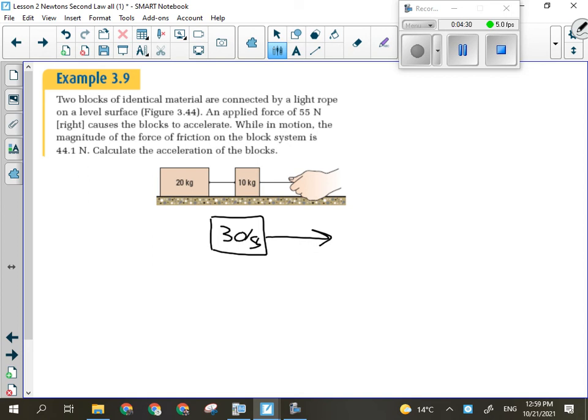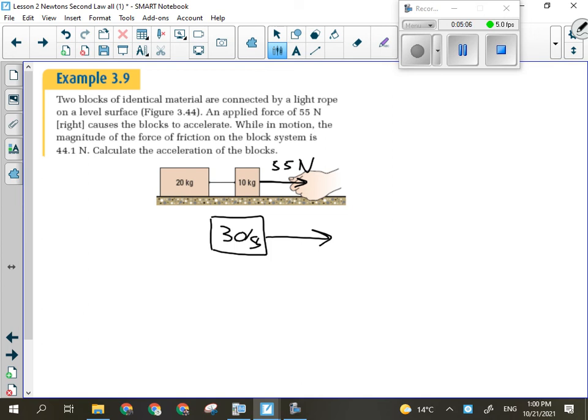Okay, so two blocks of identical material are connected by a light rope on a level surface. An applied force of 55 newtons to the right causes the blocks to accelerate. So this force right here is 55 newtons. Really what I'm doing here is drawing my free body diagram. While in motion, oh no, there's friction. The force of friction on the system is 44.1 newtons. Calculate the acceleration of the blocks.